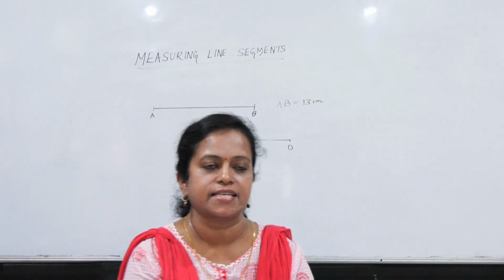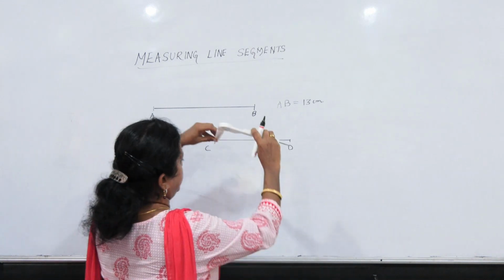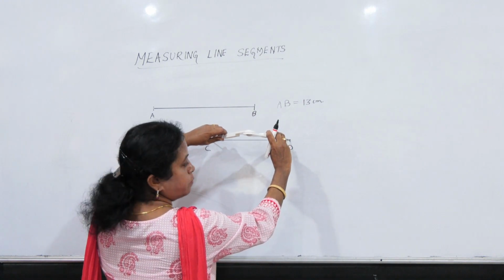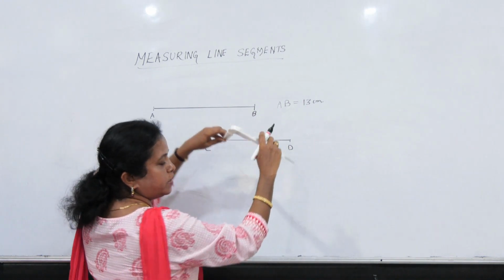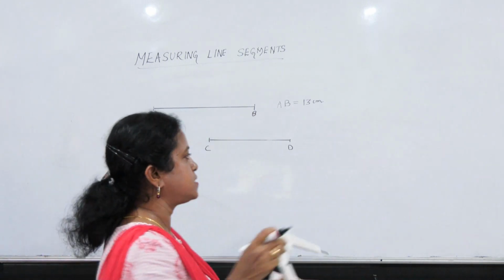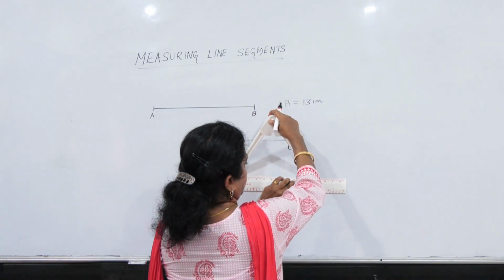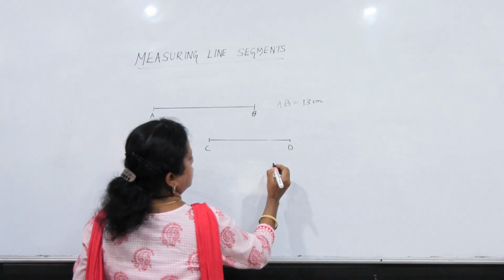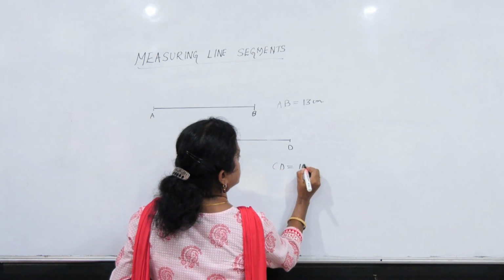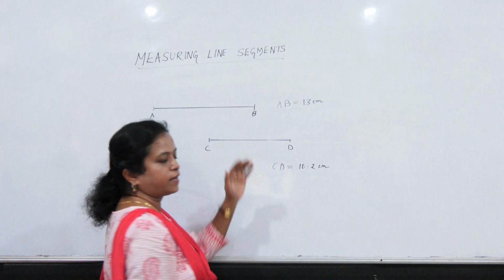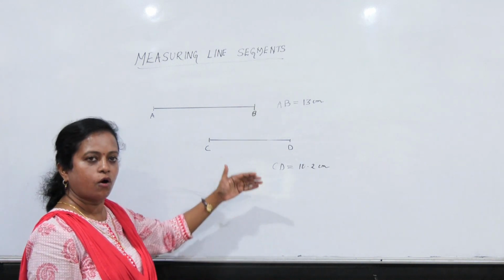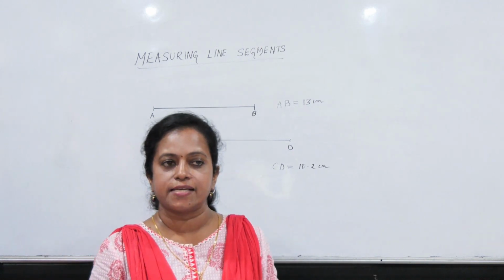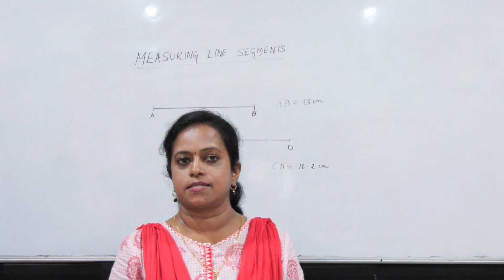Okay? Now the next line segment, in the same way you will open your divider and measure its length. And because it has a pointed end, you will get the accurate measurement. Now you will keep it on your ruler and see how much it measures. Okay, this comes to around 10.2 centimeter. So the line segment CD is equal to 10.2 centimeter. Now you can clearly say which of the line segments is bigger or longer, and this method is said to be more accurate than the other methods discussed.